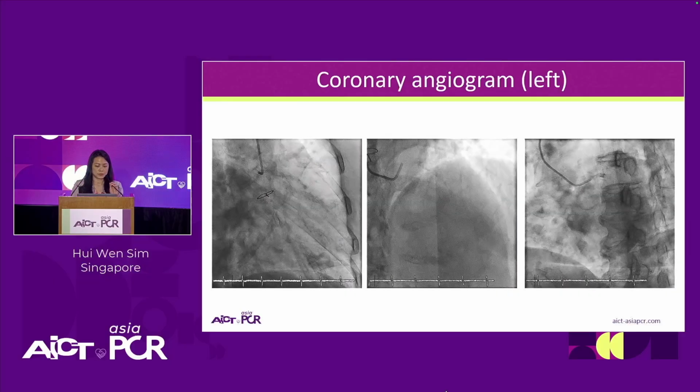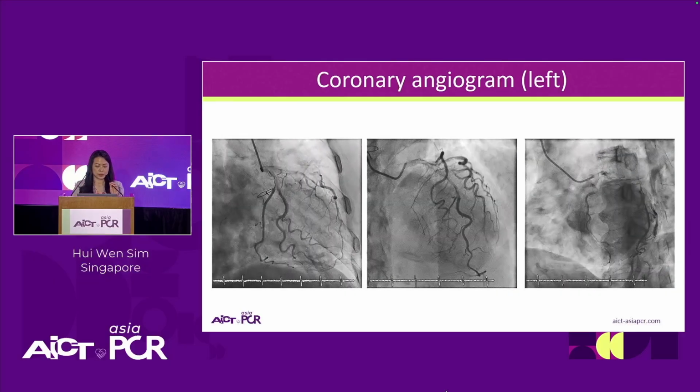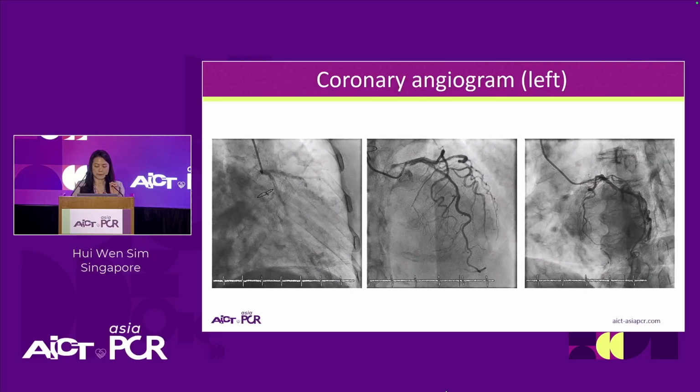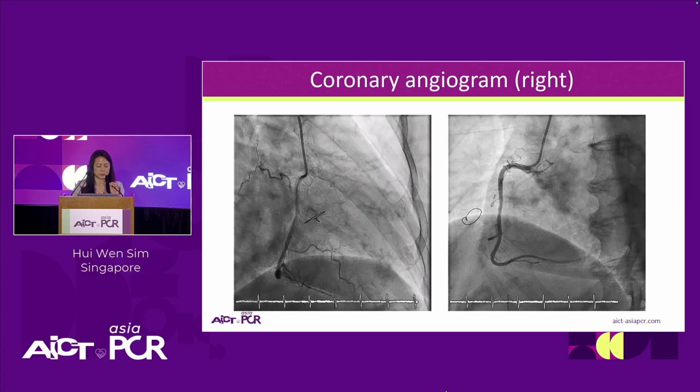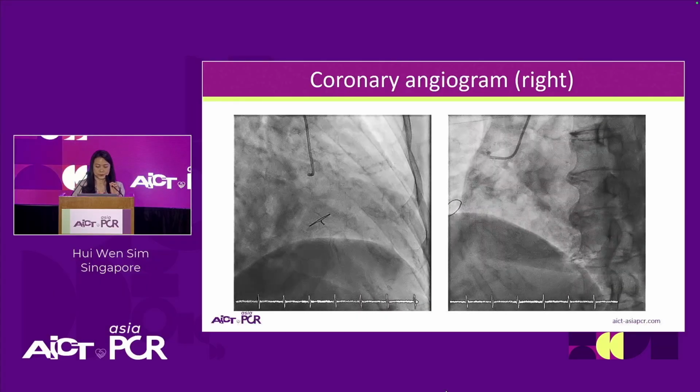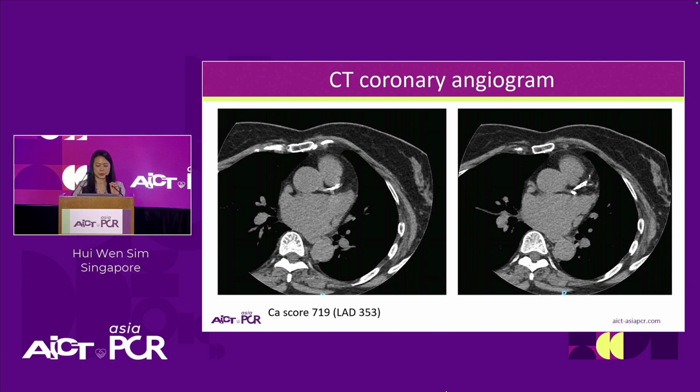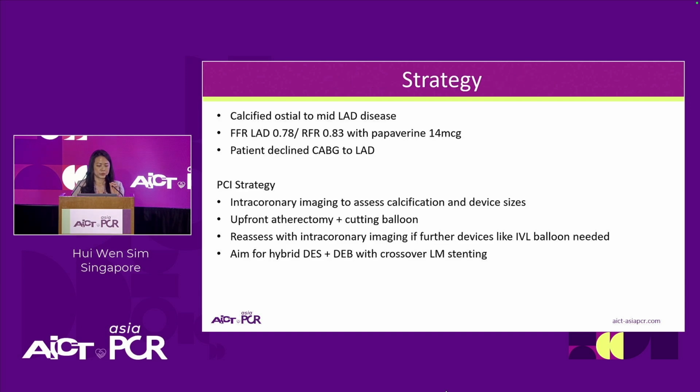As you can see, there was a calcified proximal to mid LAD lesion with heavy calcification. The circumflex was okay, and the RCA was just minor atheroma. This was a CT coronary angiogram. As you can see, there was heavy calcification. The calcium score was 719, and in the LAD it is 353. So this is a lady with a calcified ostial LAD disease. We did an FFR. The FFR was 0.78, and the patient was offered CABG because of the heavily calcified lesion. However, she declined, so she came back for a PCI.